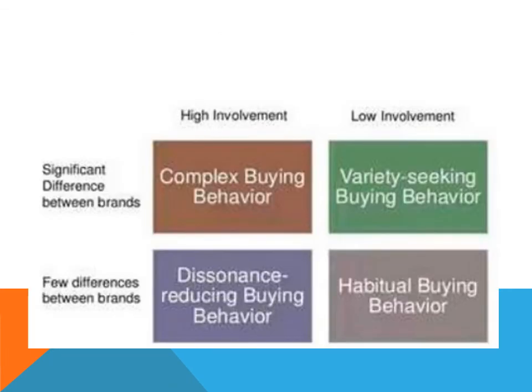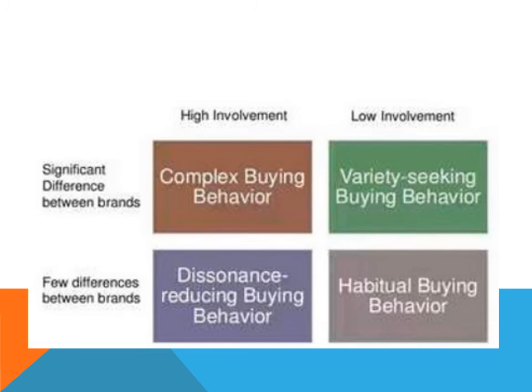Here we differentiate four types of buying behavior. The first one is called complex buying behavior. When you see that the product has a really significant difference with high involvement, it means that the product is really expensive. Therefore, when you decide to buy this product, you take time, you think, and you try to consider how much money you have. It is a complex buying behavior.